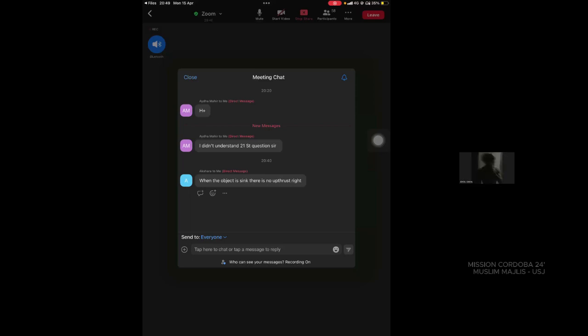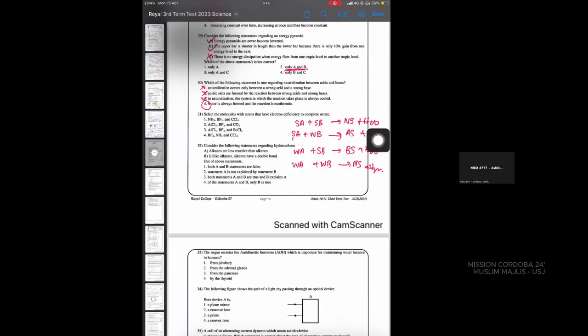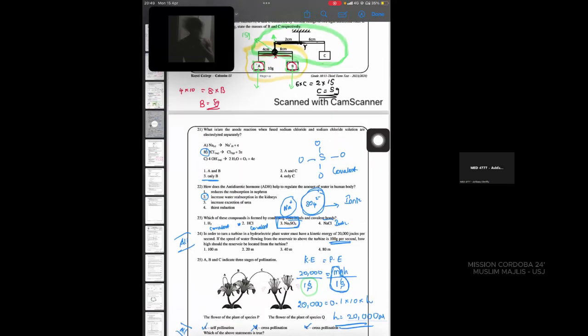When the object is sinking, there is no upthrust. The thing is this now. When an object is sinking, there is an upthrust, but weight is greater than the upthrust. You didn't understand question number 21. Right. Can that person remain after the meeting? I'll teach you 21.